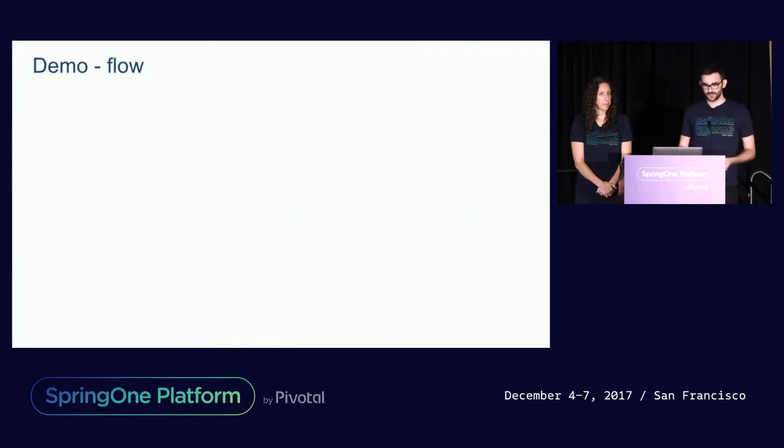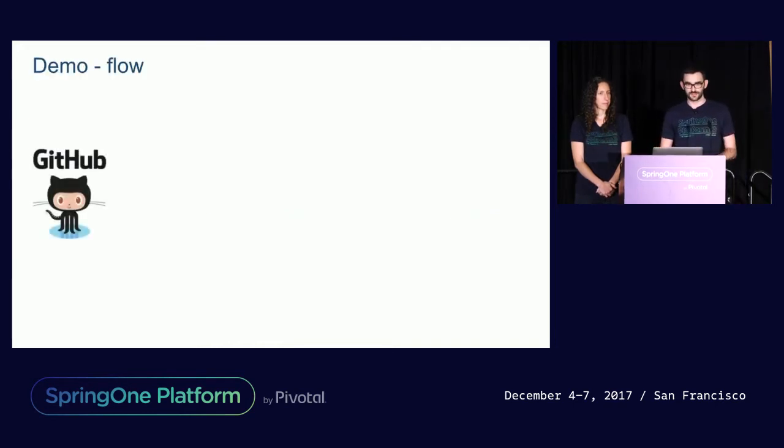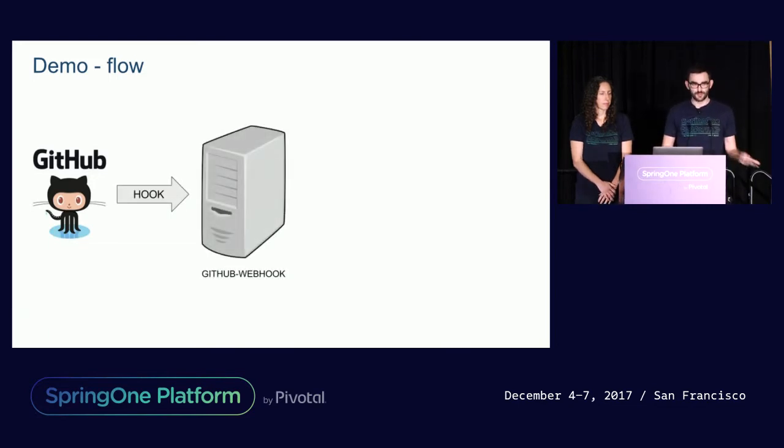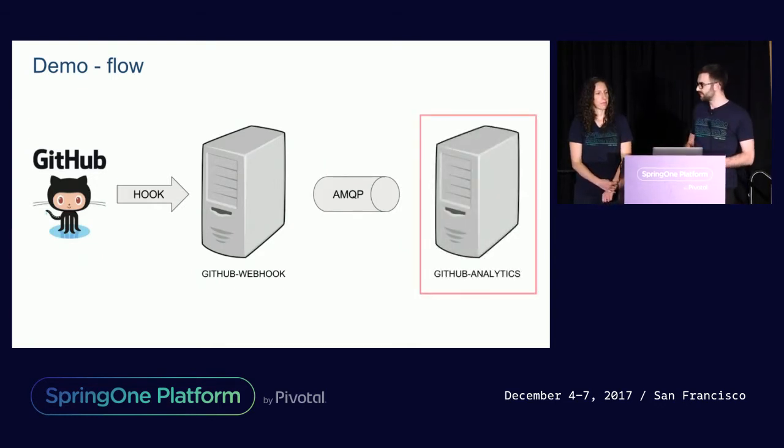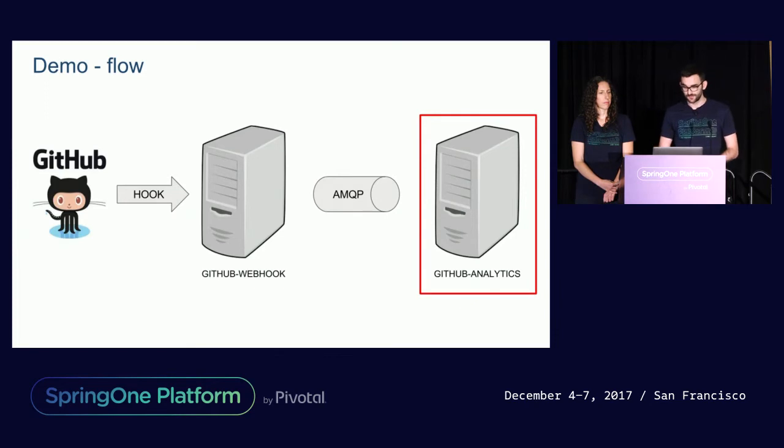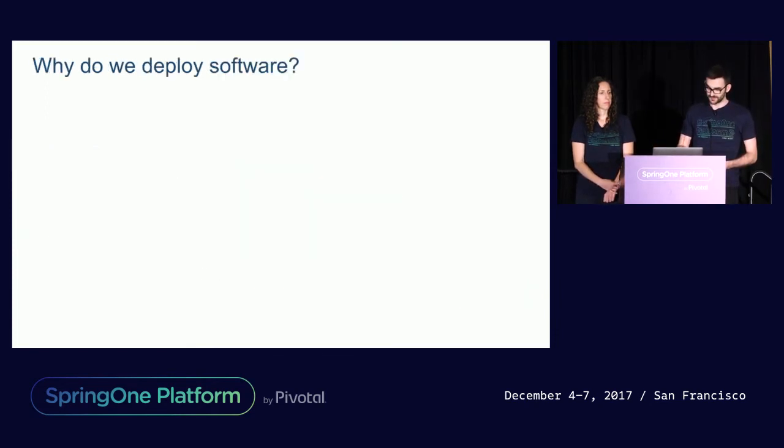So what are we going to work with? In my section, we're going to have such a flow. We have, let's say, GitHub that is emitting hooks, like HTTP calls, to an app called GitHub Webhook, which is converting the stuff to some objects and sending via AMQP to GitHub Analytics. And we're going to be focusing on that project more in my part of the presentation.